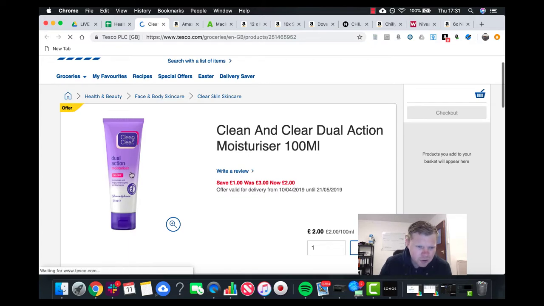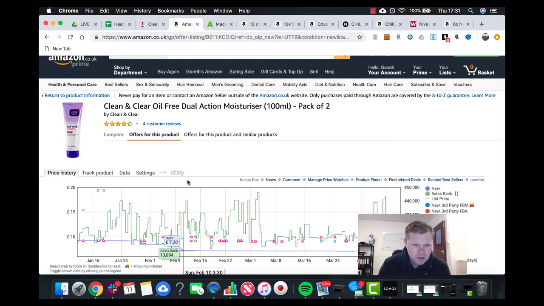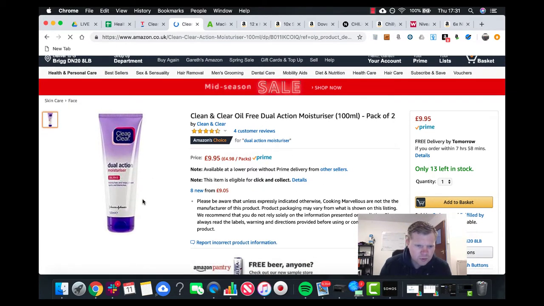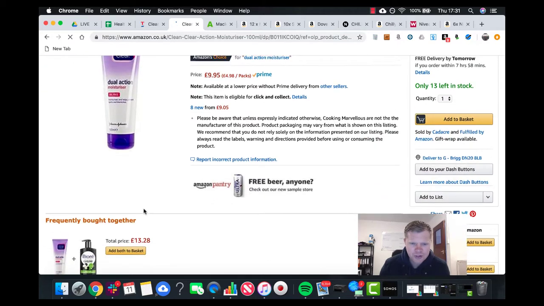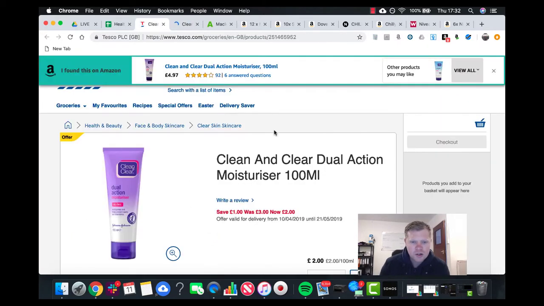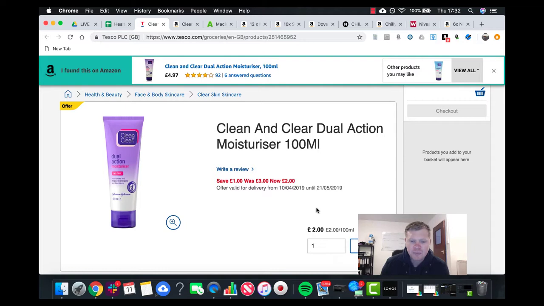Dual Action Moisturizer, oil free, 100ml. Let's go back onto this one. Pack of 2, 100ml. Dual Action Moisturizer, Clean and Clear. Yeah, that looks to be the same item again, guys. Pack of 2. So we just need to make sure it's £2, save £1. Was £3, now £2. Make sure you check the date.